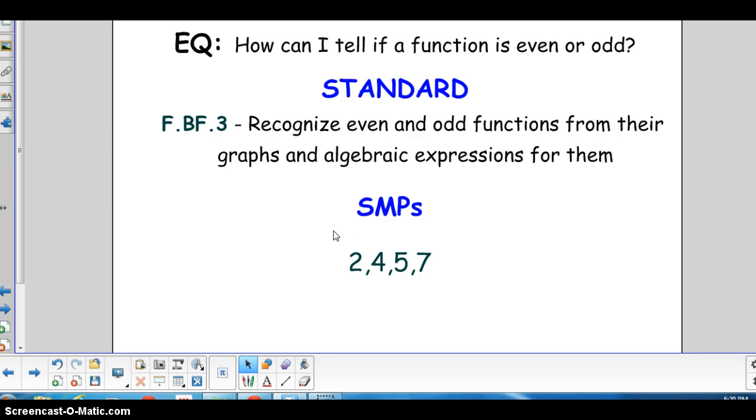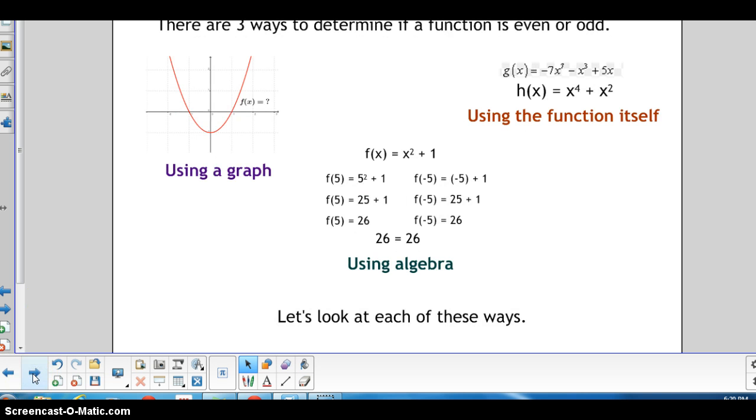All right, today we're going to review a topic back from Unit 3, but now that we've studied Unit 5, we think it'll make more sense to you. So today we're going to talk about if functions are even, odd, or sometimes even neither. We're going to be able to use three ways to determine this. We can use a graph, we can use algebra, and we can use the function itself.